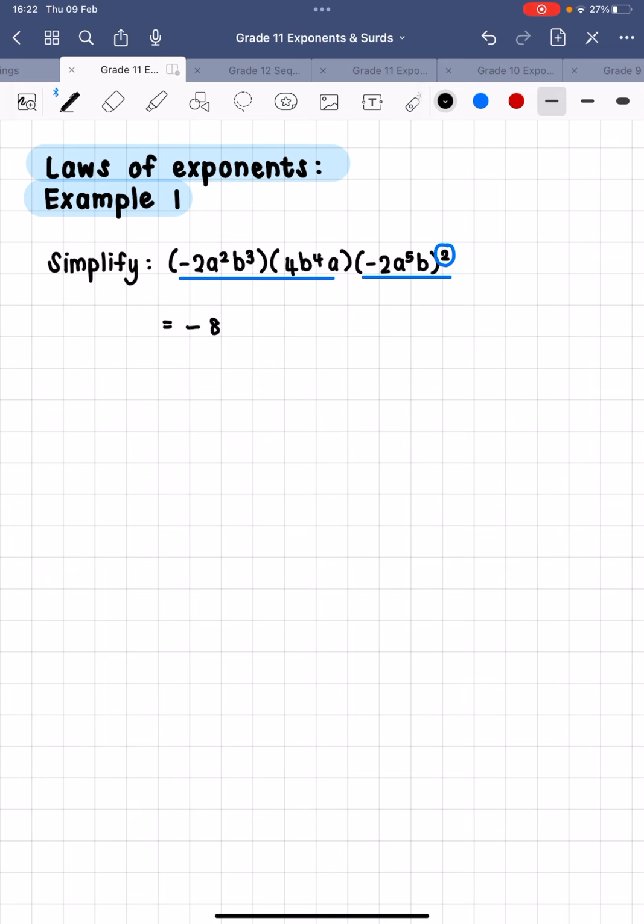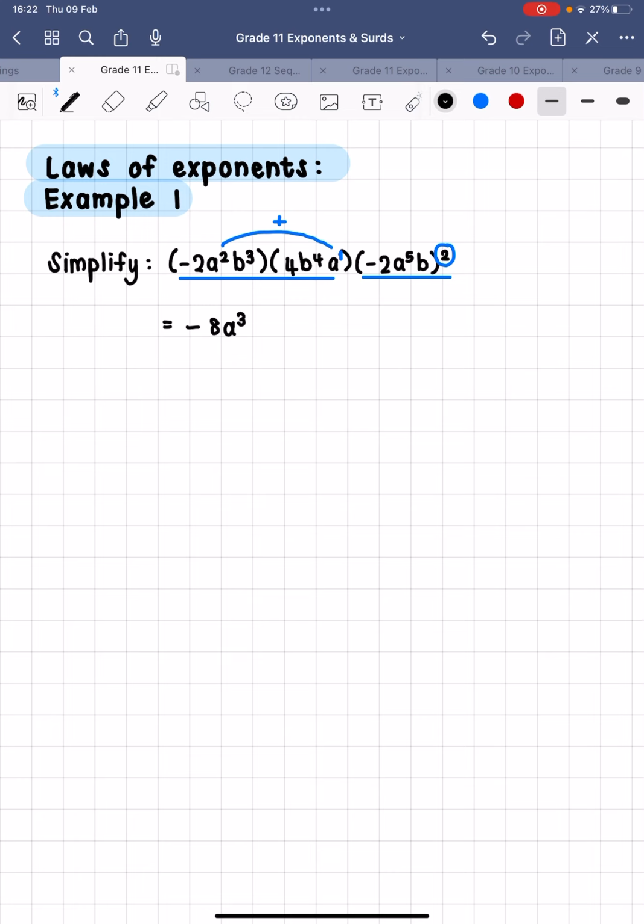Then when we have a to the power of 2 times a to the power of 1, we know that it has an exponent of 1 when there is no exponent written. Now we remember that when we have the same bases, we are going to add the exponents. So we are going to get a to the power of 2 plus 1, which is 3.